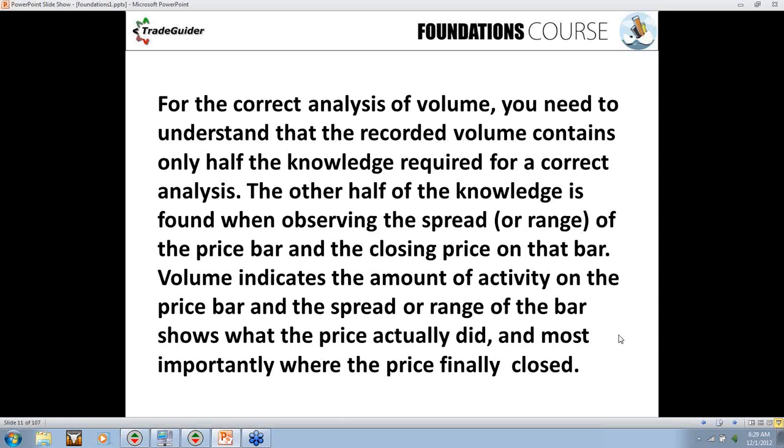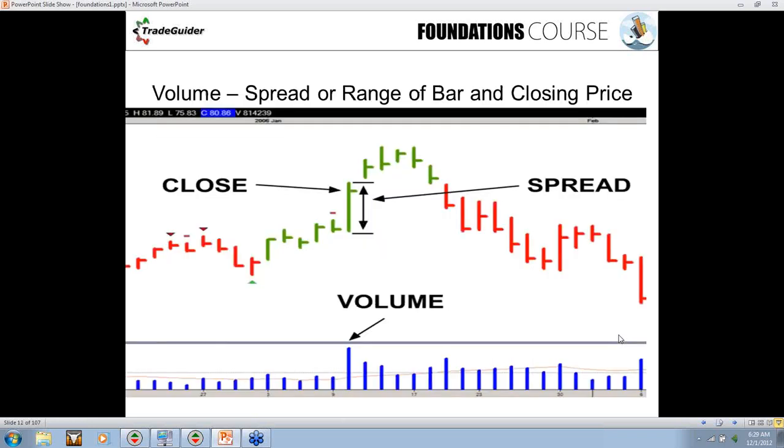Volume indicates the amount of activity on the price bar, and the spread or the range of the bar shows what the price actually did. And most importantly, we then look at where the price closed. Volume, spread, analysis. Volume, activity. That's all you need.